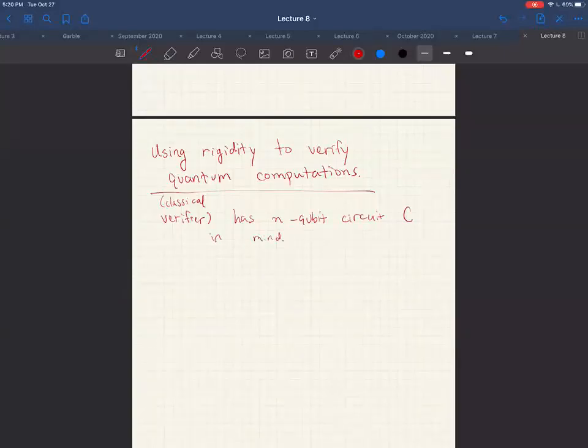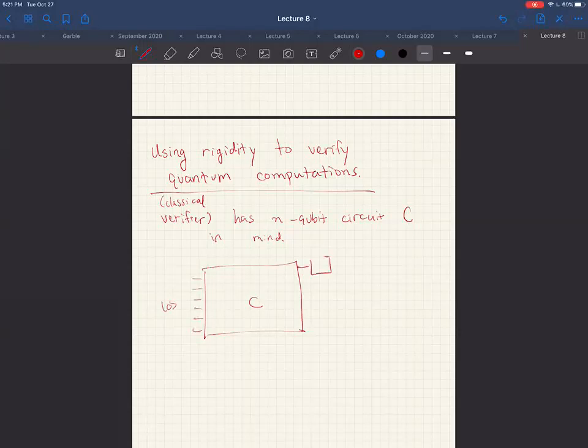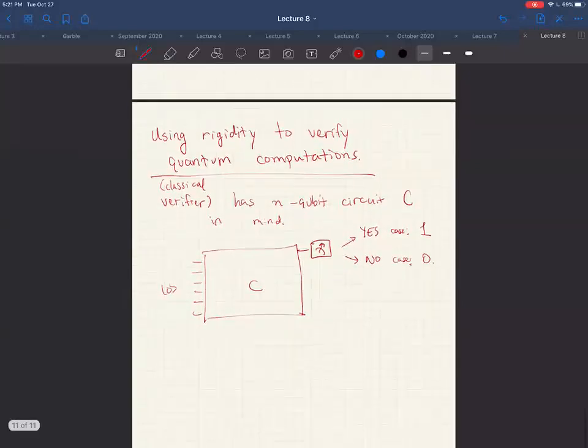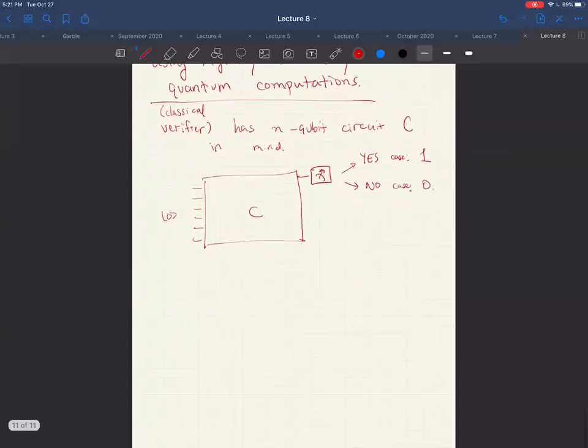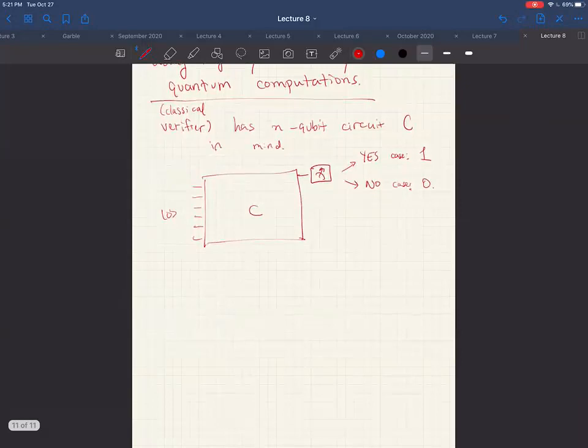And what the verifier really wants to know is what happens if I ran the circuit, let's say I initialized it to all zeros, did some polynomial time computation and measured it. I want to know if it accepts with high probability or accepts with low probability. So let's call it the yes case. Just to keep things simple, it accepts with probability one. And in the no case, it accepts with probability zero. So the verifier would like to just determine, is it a yes case or a no case?